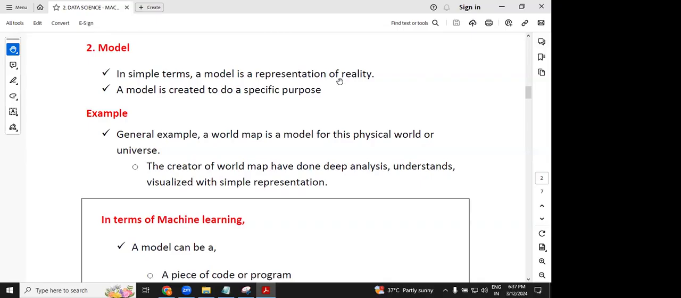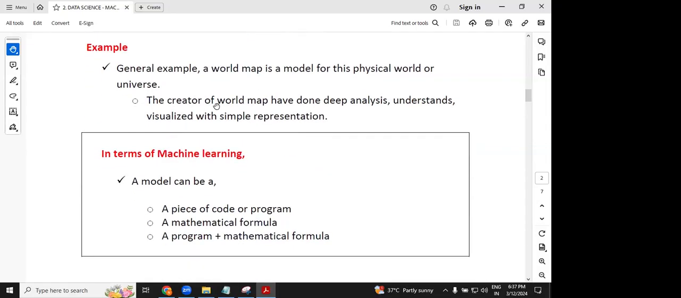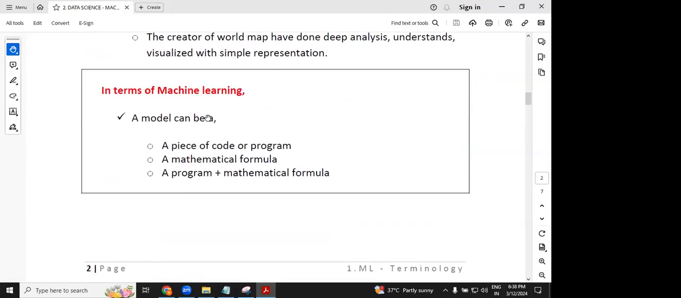When I say model, it is a representation of reality that is existing. A model is created for a specific purpose. A general example: a world map is a model for the physical world or universe. The creator of the world map has done deep analysis to understand and visualize it with a simple representation. This is a bit important.